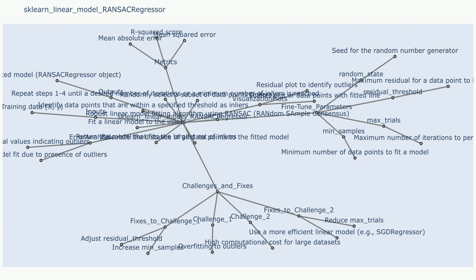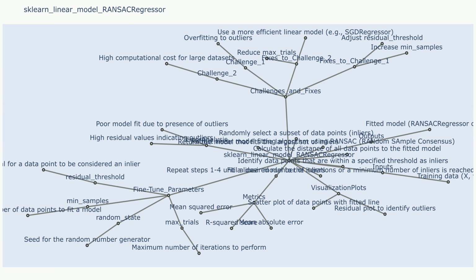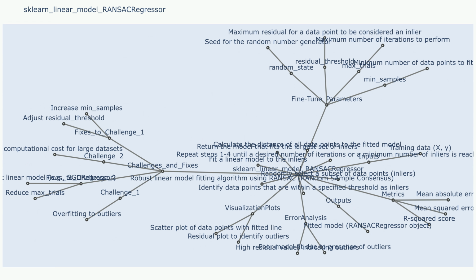Uncertainty methods: Bootstrap, resampling the data with replacement to estimate the uncertainty in the fitted coefficients and predictions. Bayesian inference, using a probabilistic model to estimate the uncertainty in the fitted coefficients and predictions. Challenges and fixes.